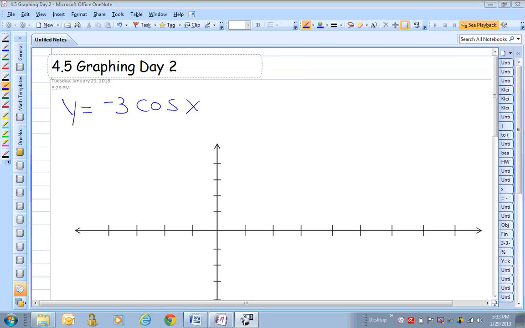Good evening, Bearcats. We are in 4.5 graphing day 2, and I'm going to graph two examples tonight of cosine and sine graphs with transformations, and then I'm going to assign 3 problems. I'm going to actually write them down for you, and I want you to have them written on your paper.